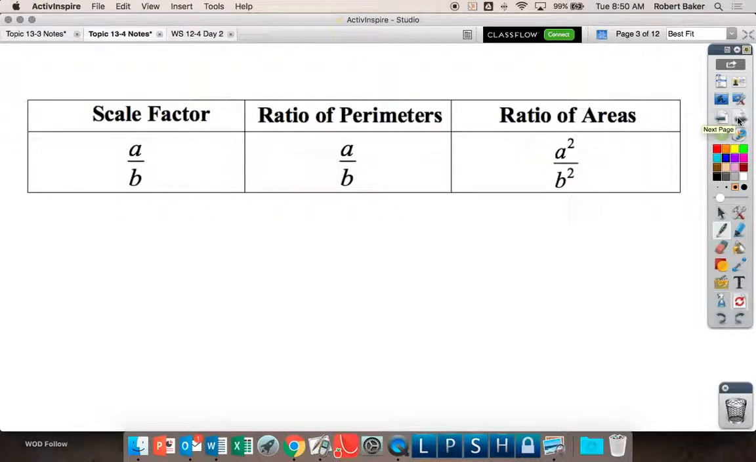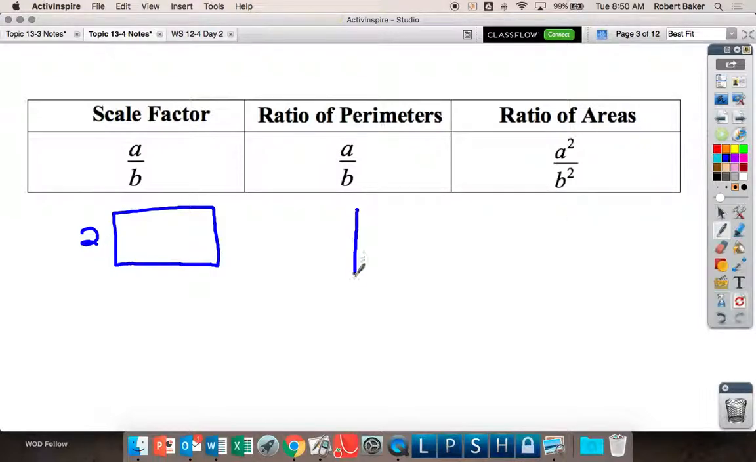When you have a scale factor, it's always like base over base. So the ratio of the perimeters would be A over B, your same scale factor. But the ratio of areas would be A squared over B squared. So I'm going to work through one problem to kind of show you how that works. So we'll just do a nice, easy rectangle.